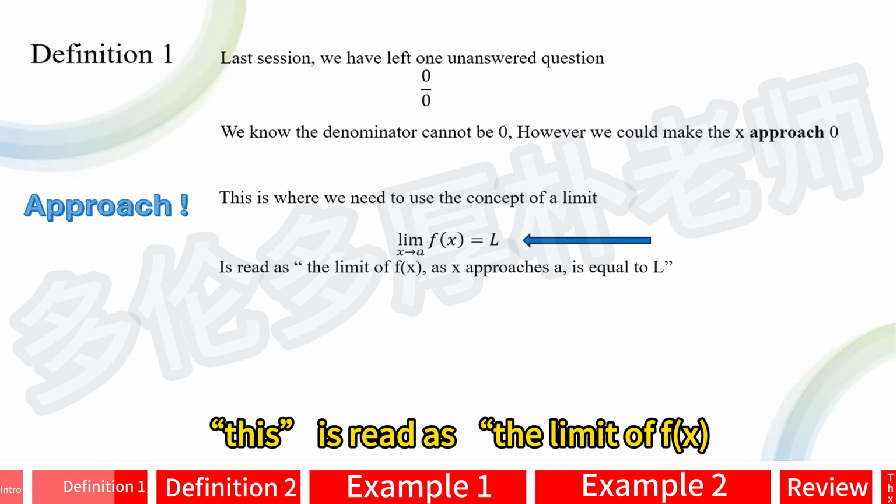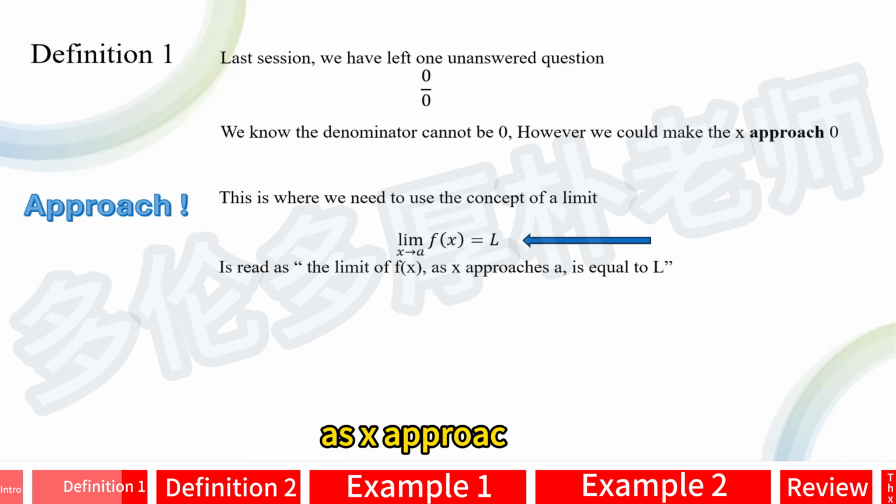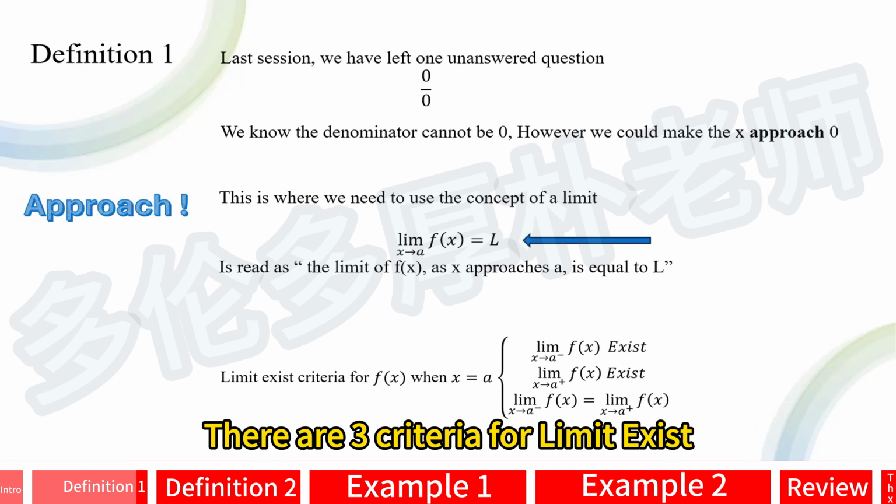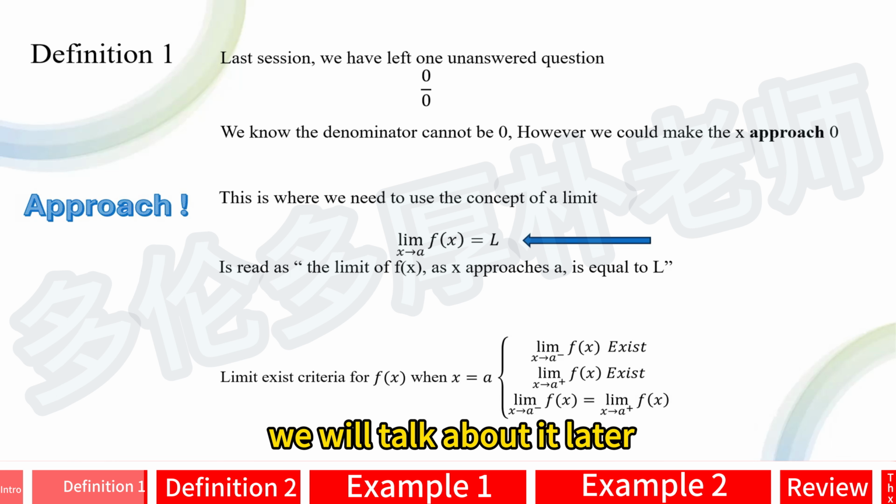This is read as the limit of f(x) as x approaches a is equal to L. There are three criteria for the limit to exist. We will talk about it later.